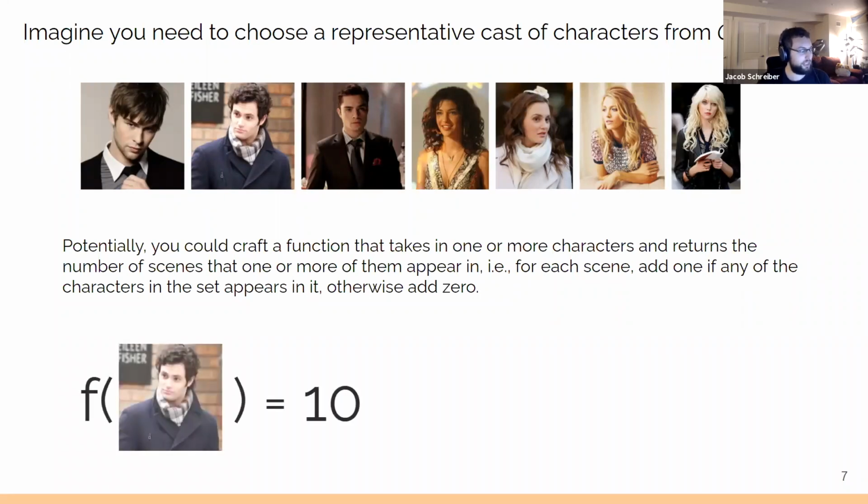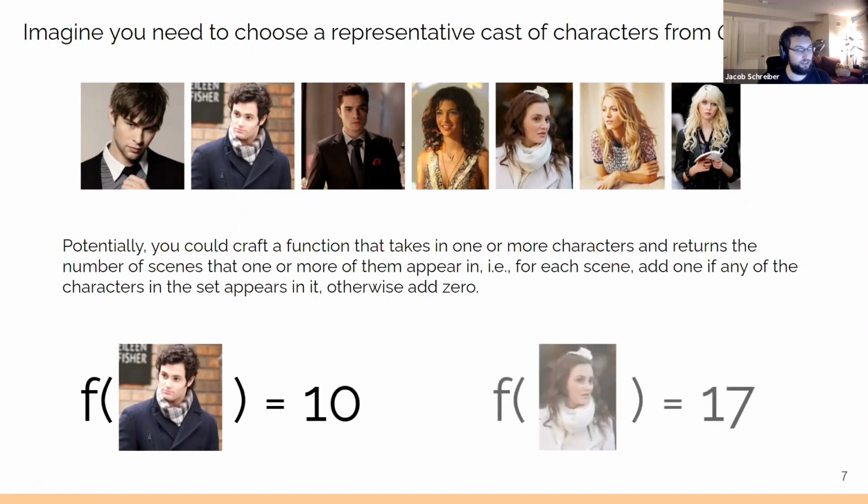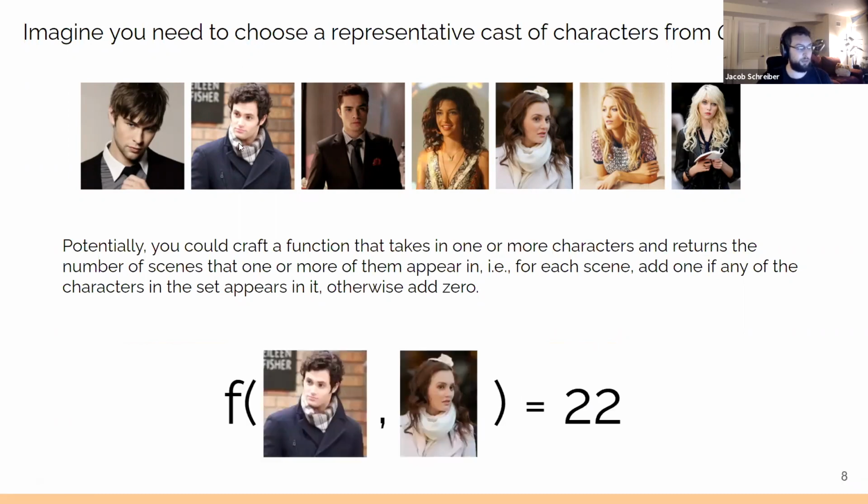So imagine that you take the character Dan and you put it through this function. You might get something like they appear in 10 scenes in some particular episode. Then you put Blair in, and you see they appear in 17 scenes, which makes sense because Blair is the best character. But you'll notice that if you put both Dan and Blair into this function, you only get 22 instead of 27. This is because they appear in some scenes together.